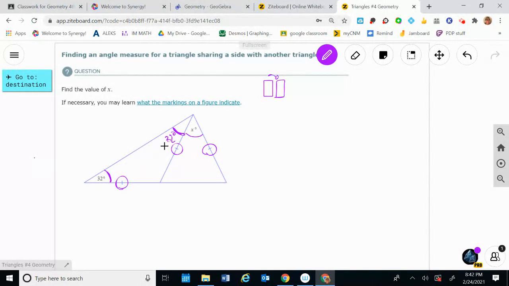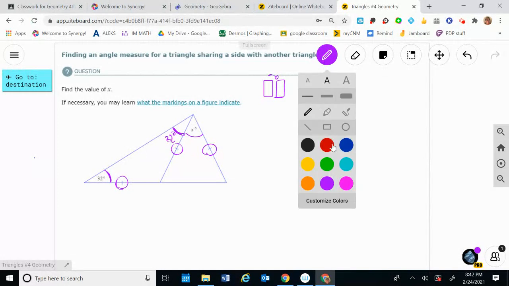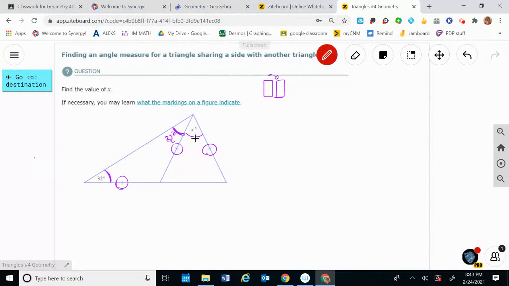Okay, what else could we find? I knocked over the first thing. What else could I find? Well, don't tell me X is 32. There's nothing that says two angles next to each other are 32. The only way you would know that is if somebody told you that this segment was a bisector, and nobody said that. But we can figure out this angle.